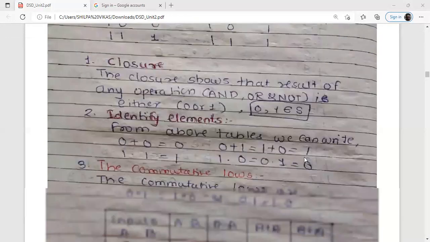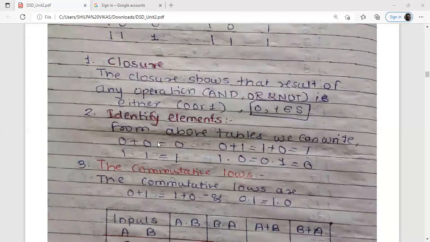Then identifying the elements: 0 plus 0 is 0, 0 plus 1 is 1, 1 plus 0 is 1. So here, for both operations, 0 plus 1 or 1 plus 0, we are getting the output as 1. And 1 multiplied by 1 gives output 1. 1 multiplied by 0, or anything multiplied by 0, gives output 0. So 1 multiplied by 0 or 0 multiplied by 1 is equal to 0.